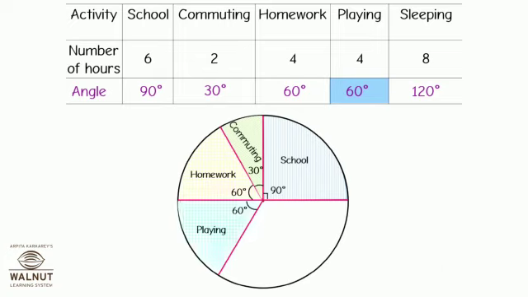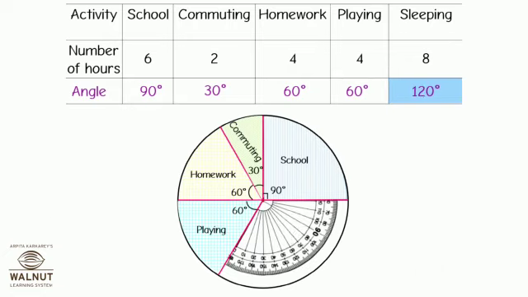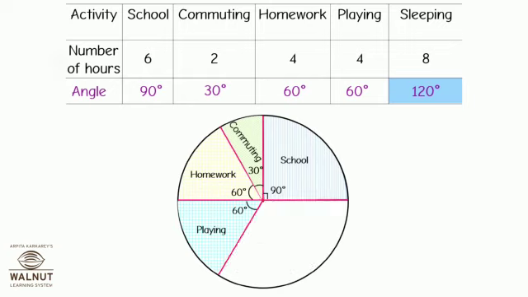Okay. Now the last and final thing is sleeping. The angle is 120 degree. So you keep the protractor on the last line you drew. There you will get 120 degree automatically. So you write 120 degree and you write sleeping over there. Okay, if you keep the protractor over there and it automatically forms 120 degree, then here the pie chart is complete. So this is the way you draw the pie chart.